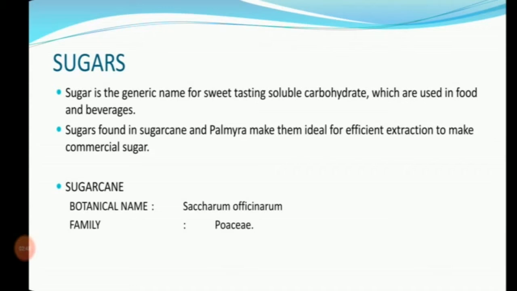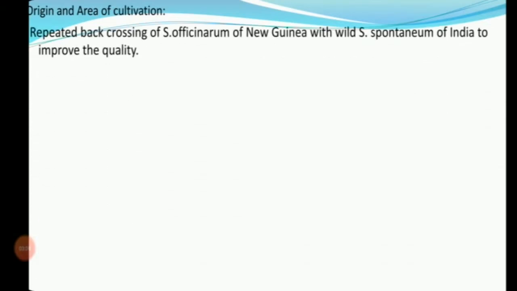Now, first we discuss the sugarcane. The binomial name of sugarcane is Saccharum officinarum. I once again repeat, the binomial name of sugarcane is Saccharum officinarum. It comes under the family Poaceae. Regarding its origin, sugarcane is cultivated by the repeated backcrossing of Saccharum officinarum of New Guinea with wild Saccharum spontaneum of India to improve its qualities.